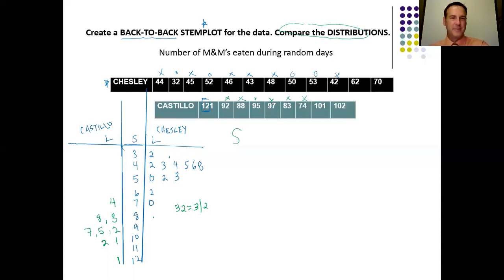All right, so shape. Let's look at Miss Chesley because she was first. Her shape looks a little bit skewed. It seems to tail off towards higher values. So that's what I would say in context to start with. Miss Chesley's M&M distribution per day is slightly skewed. And I say slightly because there's really not a whole lot of data.